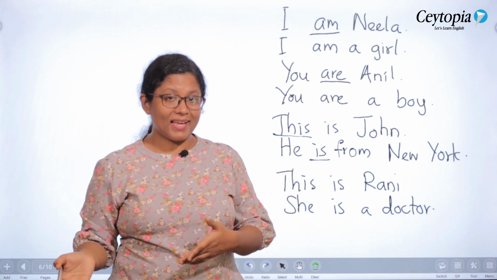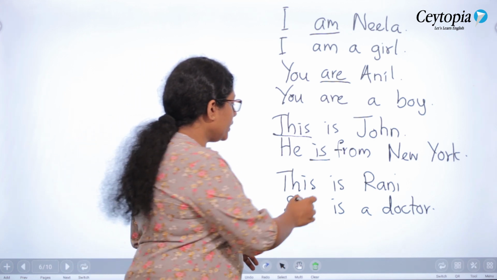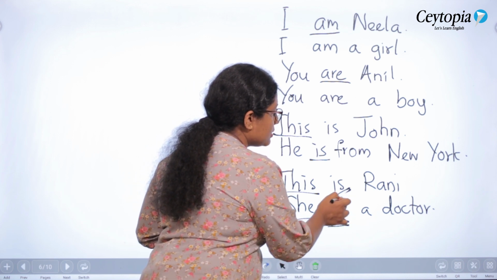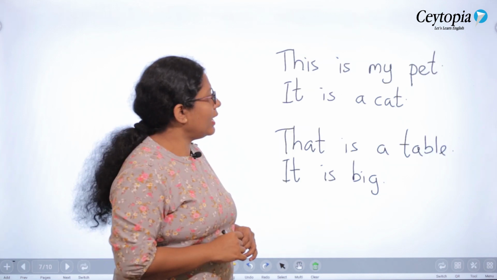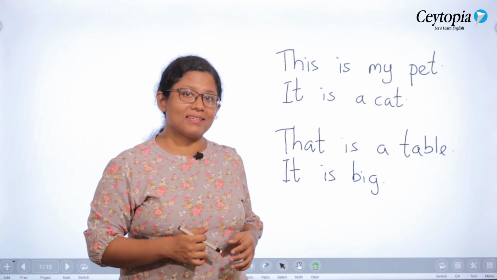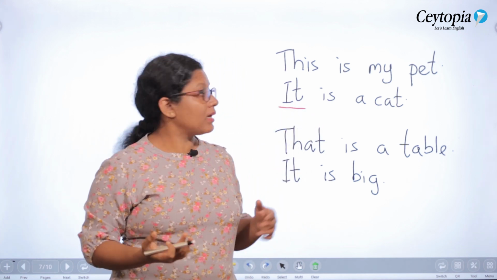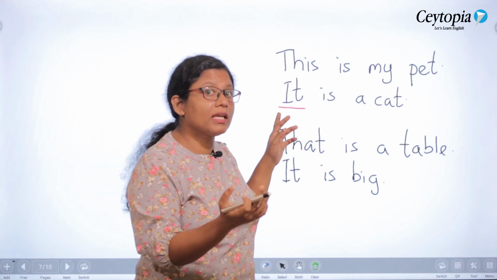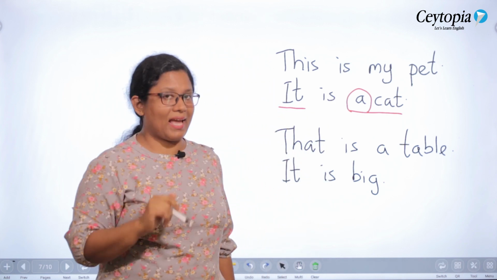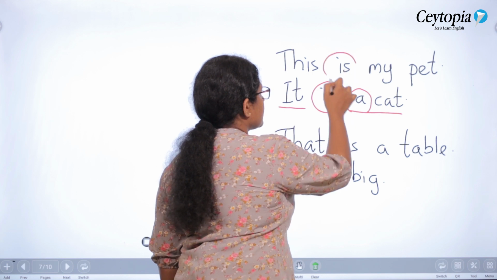This is Rani. I have Rani with me. She is a doctor. With this and the pronoun she, again I am using the singular verb is. I have my pet with me. This is my pet. It is a cat. It refers to animals and things. It is a cat. Again singular. A cat. A. One cat. This is a cat. I am using the singular verb is.